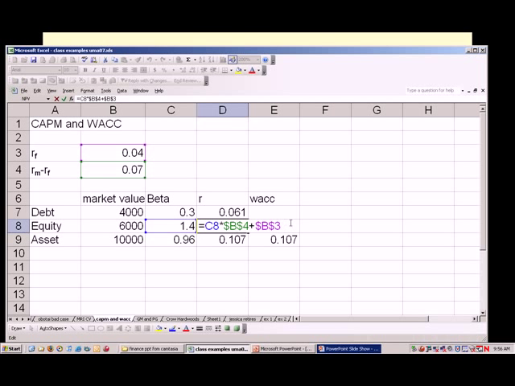I did the same calculation to determine the cost of equity. Once again, the cost of equity according to the capital asset pricing model is equal to the risk-free rate, 4%, up here in cell B3, plus the beta on equity, which is 1.4 in cell C8, times the market risk premium of 7%, which is in cell B4. So we have our 13.8% required return on equity.